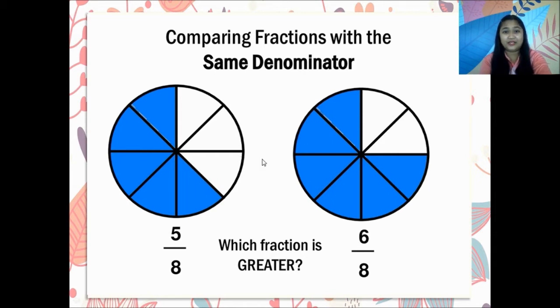Okay, so if you can see, the greater fraction of course is this diagram, right? So which fraction is greater? If you observe, they have the same denominator, and the rule here is, look at the numerator: the greater the numerator, the greater the fraction. So 5 and 6, which is greater? Very good, it's 6. Therefore, this is the greater fraction. So the answer is 5 over 8 is less than 6 over 8.